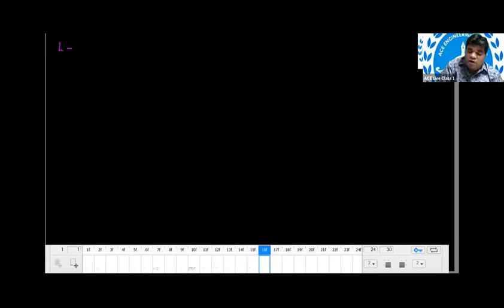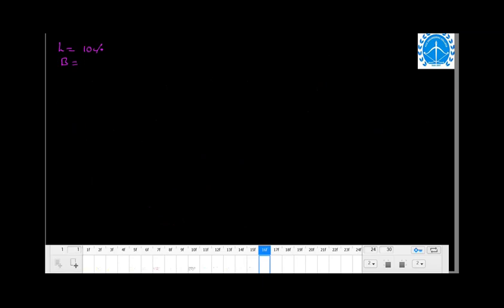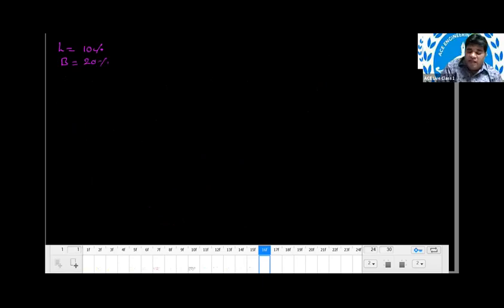Suppose the length of the cuboid is increased by 10%, the breadth is increased by 20%, and the height of the cuboid is increased by 30%. Find the change of its volume. So what is the volume formula? LBH. Do you know?